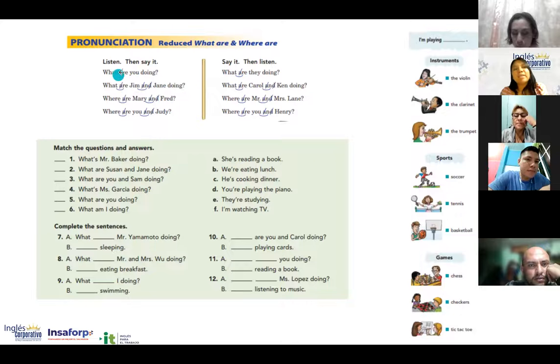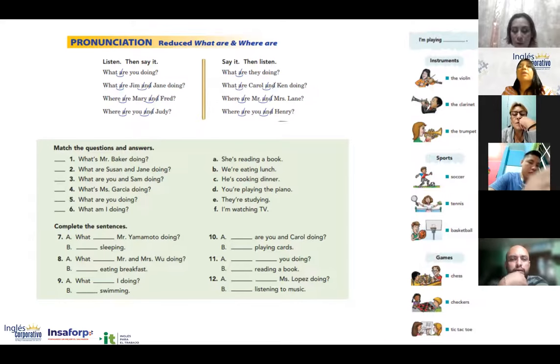As you can see, guys, they have erased or deleted some vowels, okay? Fíjese bien, aquellos como que le han tachado, ¿verdad? They have eliminated, le han eliminado como las vocales. Porque la R se pronuncia R. Entonces suena como R. What are, water. Tienen que reducir. Solamente va a decir what are, primero hágalo bien pronunciado, ¿verdad? What are Jim and Jane doing? What are they doing?